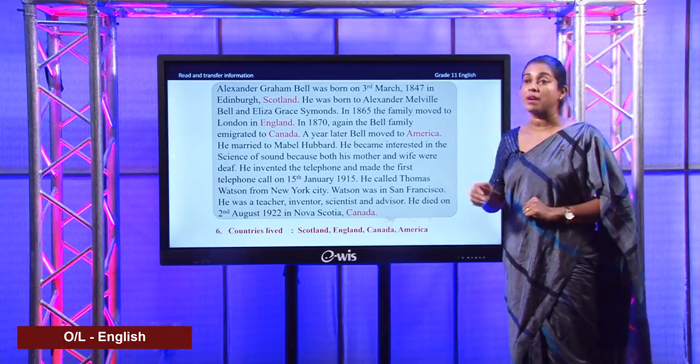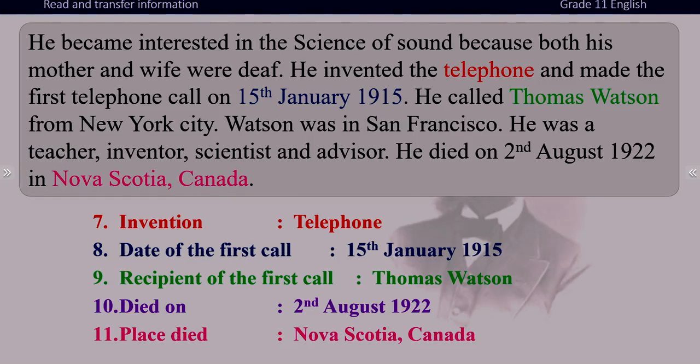The last part of the activity. Here, we are focusing on the last 5 questions in the information sheet. Number 6, invention, the telephone. Number 7, date of the first call. It is given as 15th January 1915. The recipient of the first call, Thomas Watson. It is written in green.